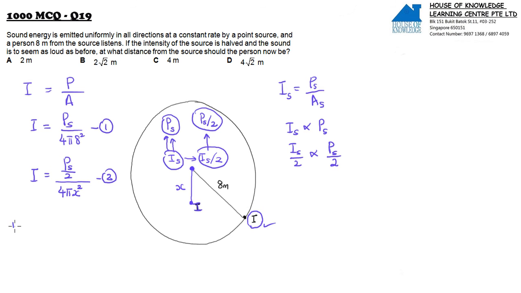Now, very simple: equation 1 equals equation 2. You just equate them. PS over 4 pi r square equals PS over 2 divided by 4 pi X square. You do some simplification, and the X you will get is 4 root 2 meters. The answer is D.